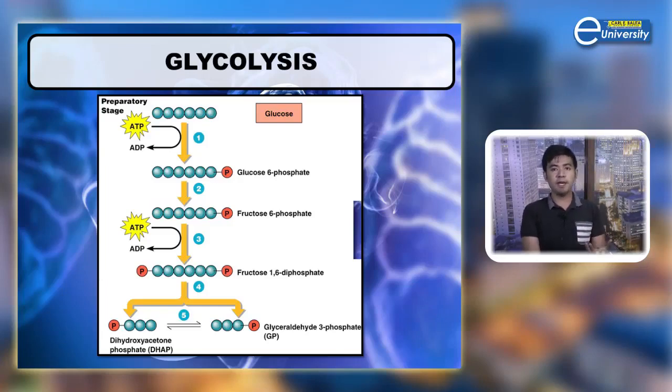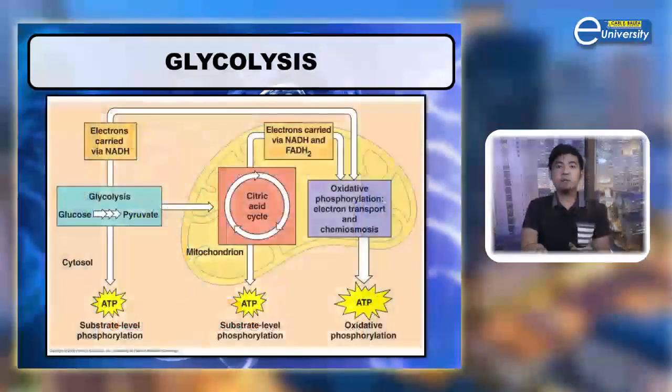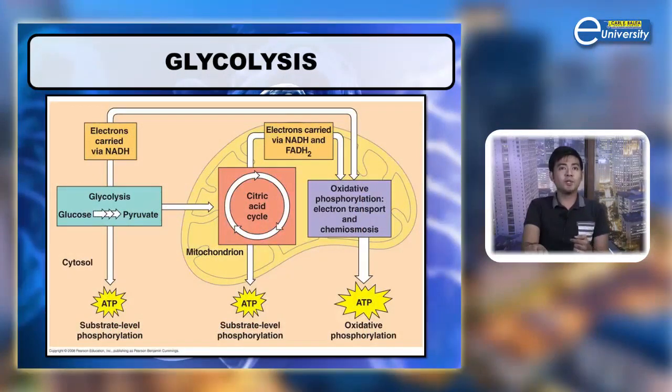These pyruvates will be used in the process of the Krebs cycle. But take note, pyruvates cannot be used directly in the Krebs cycle. That's why we have what we call the transition stage. In this process, pyruvates will be converted into another form of molecule. So let's see what will happen. Pyruvate is the product of glycolysis.